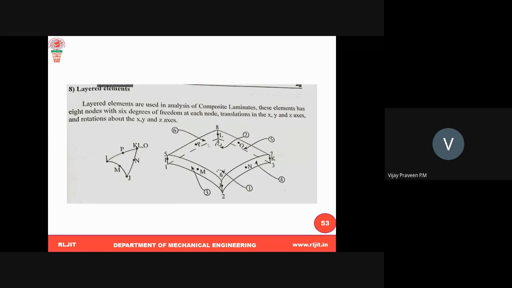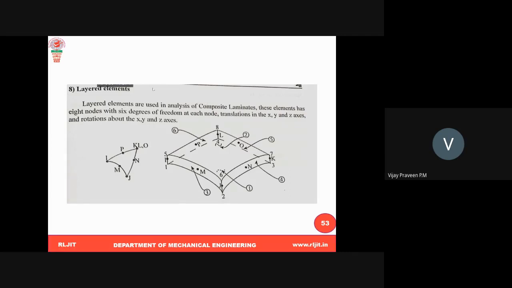So what are those 6 degrees of freedom? I already explained. What are those 6 degrees of freedom? 3 rotations and 3 translations. So here same thing: translation in XYZ, rotation about XYZ. Therefore, in the layered element, in each node there are 6 degrees of freedom.